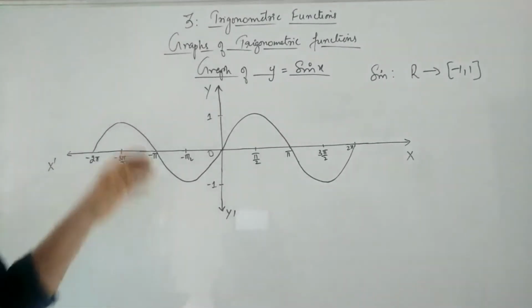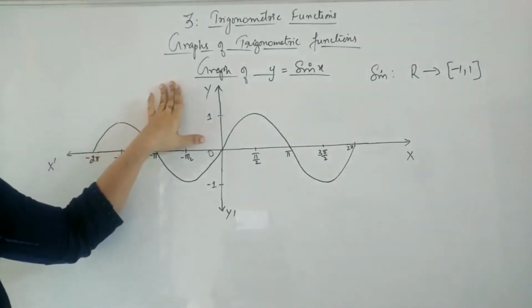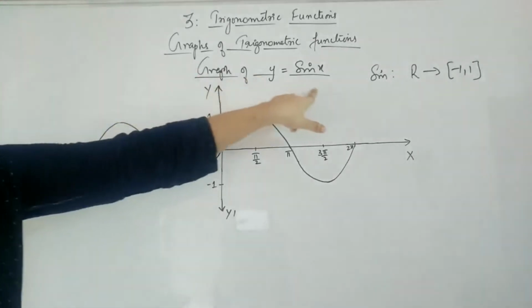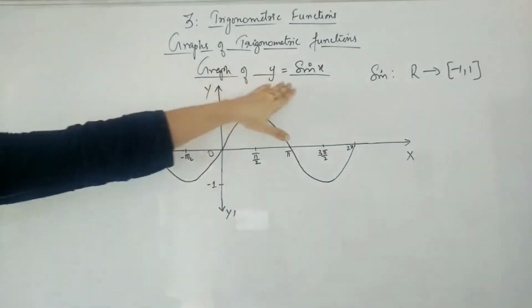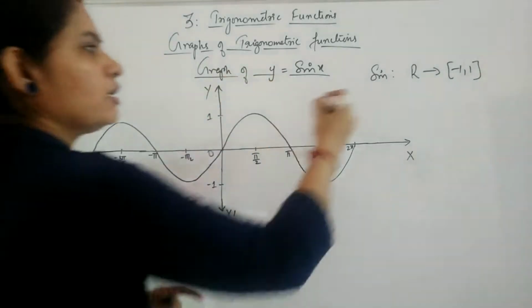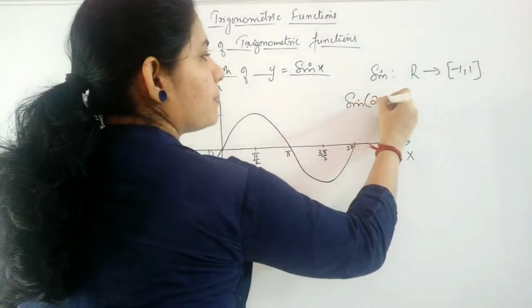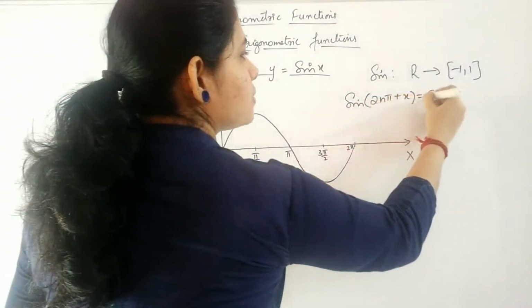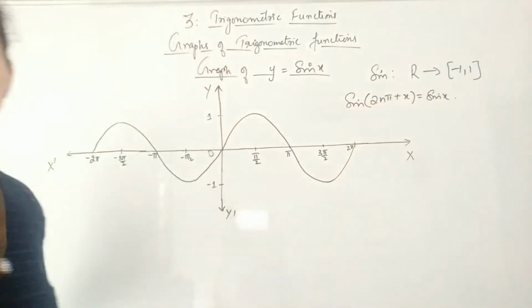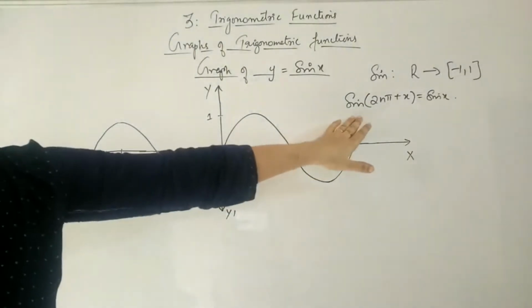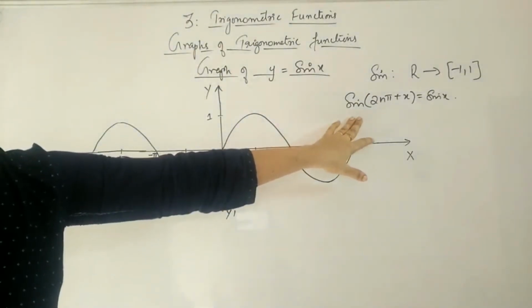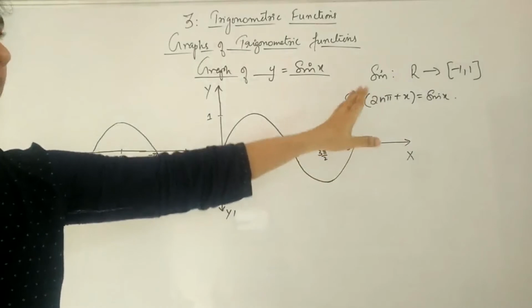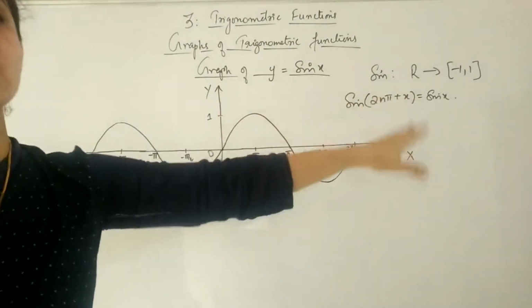Now we will discuss the graph of the trigonometric functions. First graph is y equal to sin x. Sine function, you know that sine of 2nπ plus x is giving you sin x. That is, it is repeating its value after a rotation of 2π. Okay, so for the integral multiple of 2π, it will have the same values.